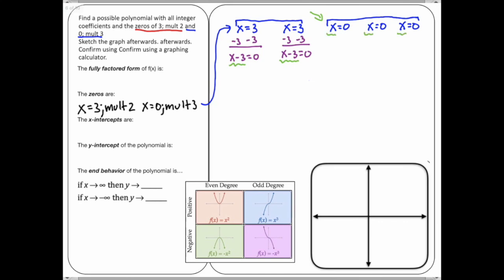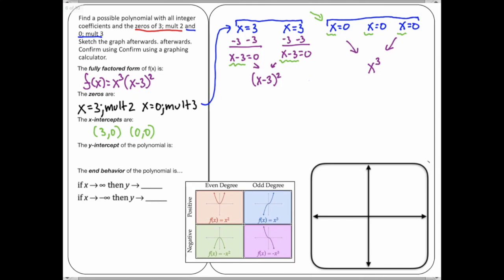And since we have multiple of them, I have x minus 3 to the second power, multiplying these out. And when I multiply all 3 of these out, I get x to the third. So the fully factored form is going to be f of x equals x to the third times x minus 3 to the second, okay? So let's start bringing down the other information that we have. The x-intercepts, remember we don't need to write the multiplicity, so the x-intercepts are going to be 3, 0, and 0, 0.